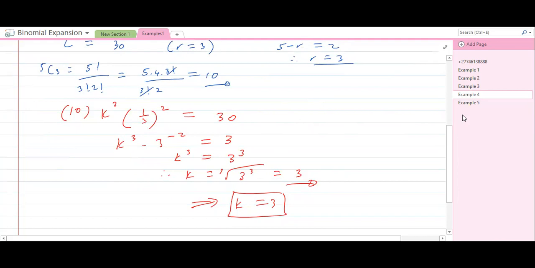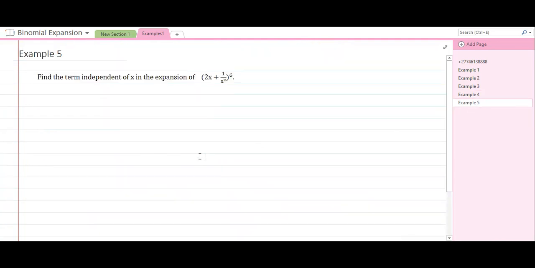Let us look at the next example, which is example 5. The question says, find the term independent of x. In other words, the term contains no x value, no x's. In other words, no variables. Right. So what we are looking for is the constant term in the expansion of this.